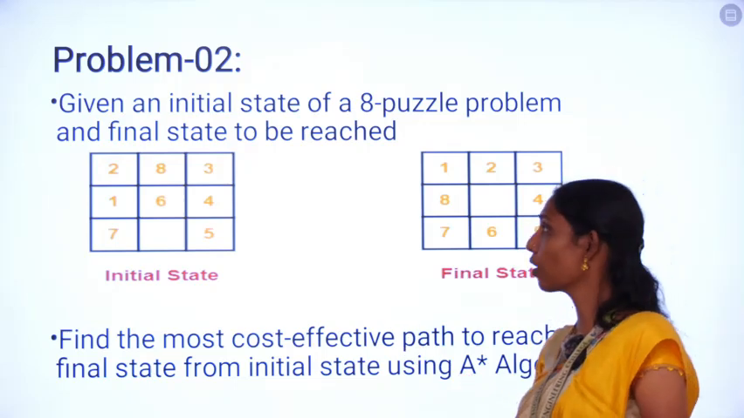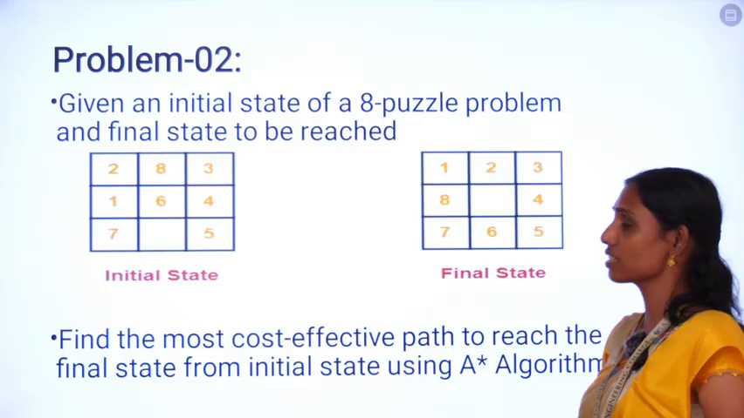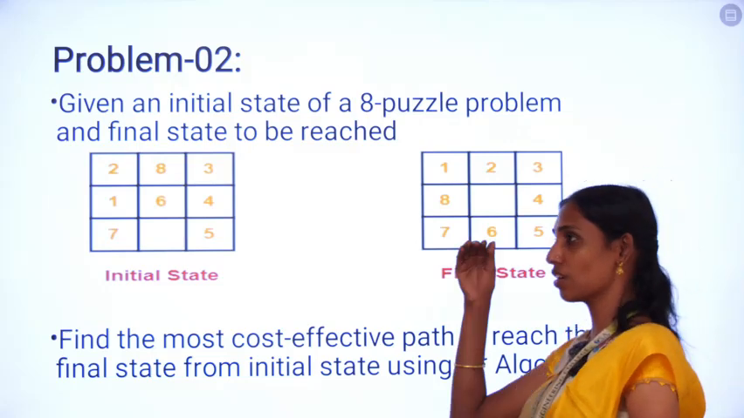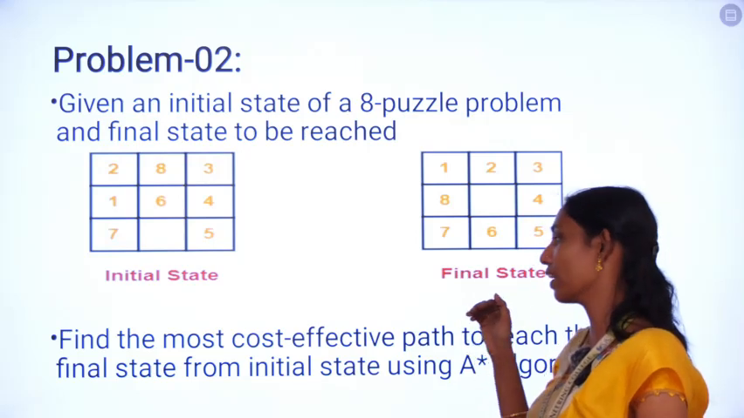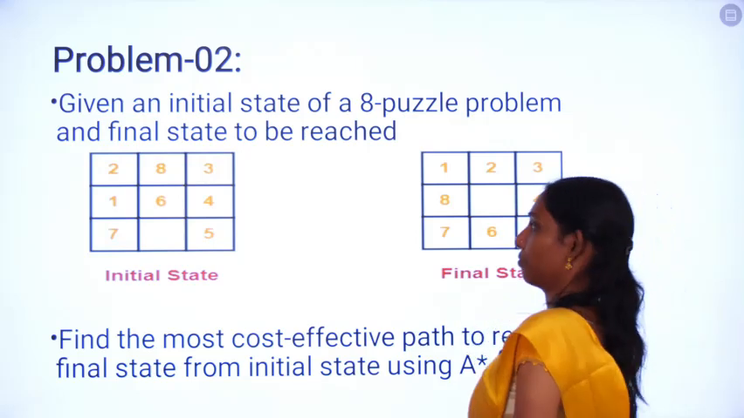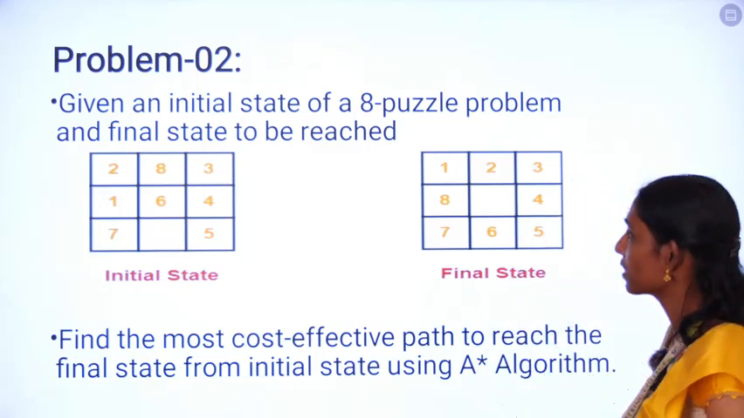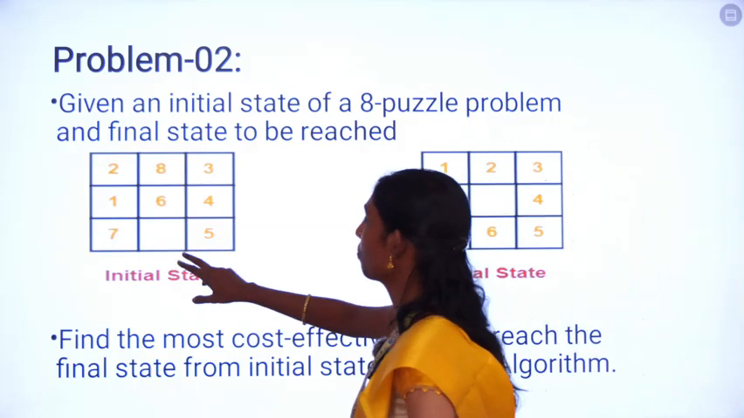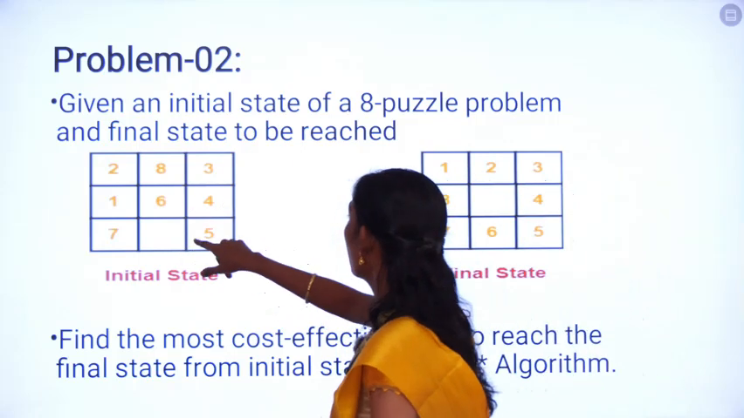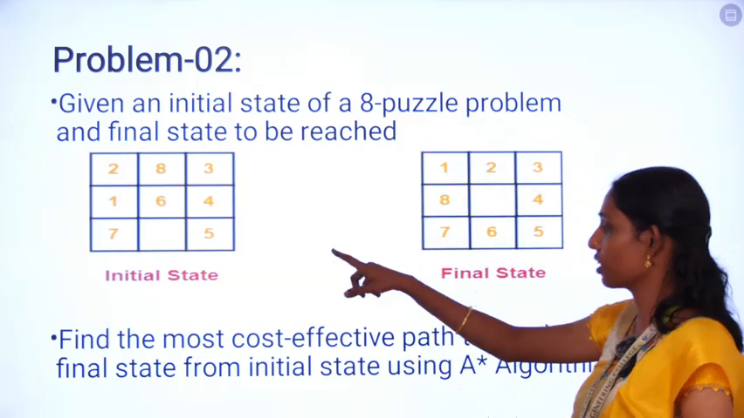We'll see another problem that is based on your tree. So this is entirely different. Based on your tree, it takes the cost value and it gives the final node reaching value. The problem and final state to be reached is given here. So this is a 3x3 matrix puzzle where we have to reach this final state from the initial state.